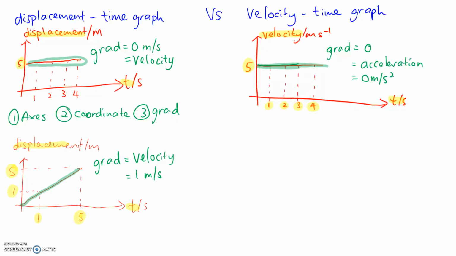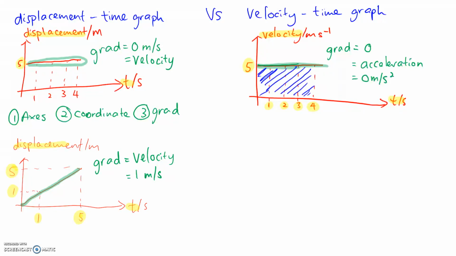Whereas if you're looking at the displacement time graph that has the same shape, velocity is actually 0 meters per second. The object is not moving. So the displacement is 5 from t equals 1 all the way to t equals 4. Okay, so this is the understanding you must have. And of course, if you want to know how far the object has traveled, you can find the area under the graph, right? Area under the graph.